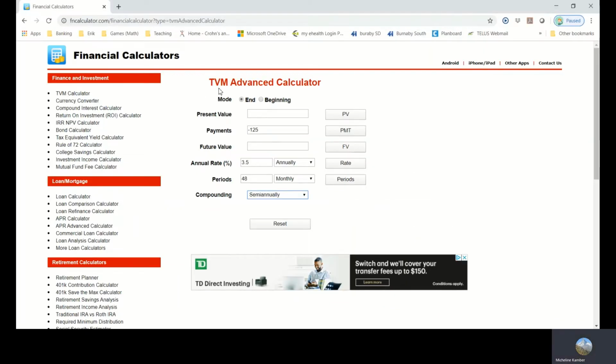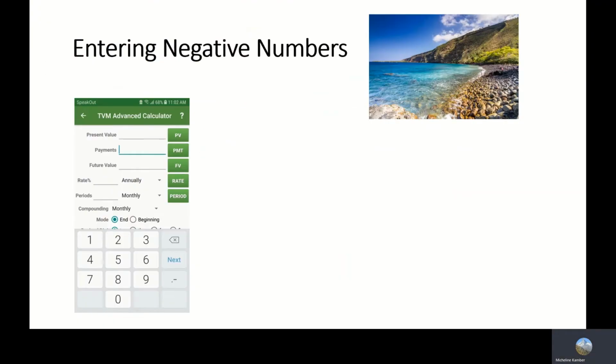Here we are on the advanced version of the calculator. Once you've entered the numbers, you just click on future value. To get that, we would save a total of $6,427.02. Now we'll look at how to solve the same problem, but using the app on your phone.